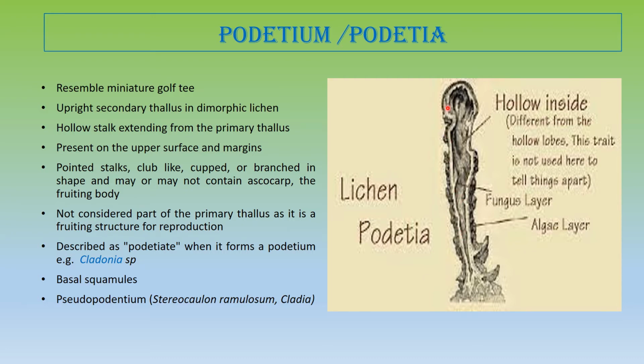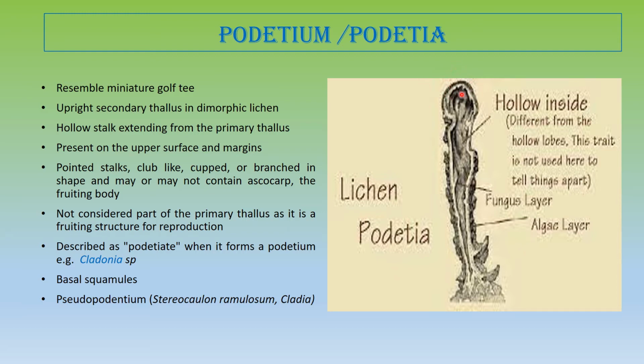If the entire part contains the apothecium on its surface, then it is podetia, and if it contains apothecium only at the top, it is called pseudopodetia, because in podetia the entire structure contains reproductive cells, but in pseudopodetia, which is found in Stereocaulon and Cladia species, only the tip contains the apothecia, from which we can infer that this tip region only contains the reproductive tissue.